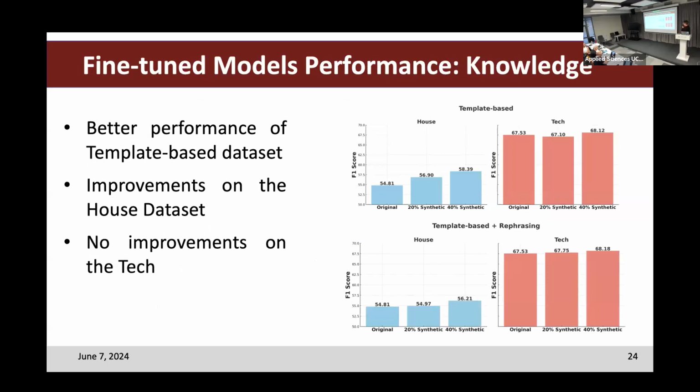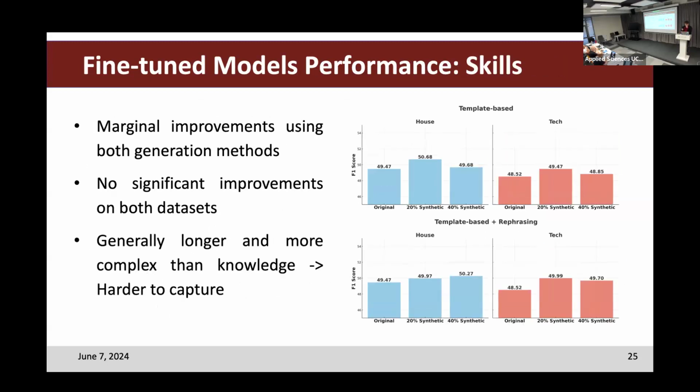First, let's see the performance on knowledge. To our surprise, the template-based approach without any rephrasing gave better performance, especially on the house dataset. Then there was no significant improvement in the tech dataset. And that's it for knowledge. For skills, we had only marginal improvements using both generation methods. We didn't have any statistically significant improvements.